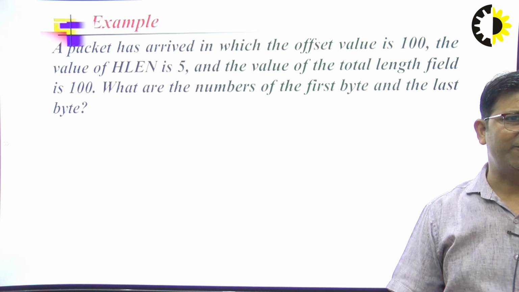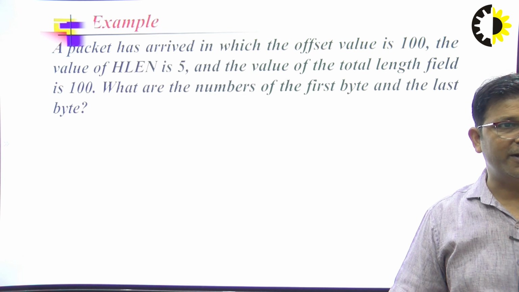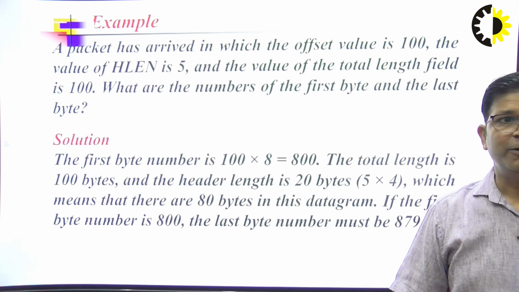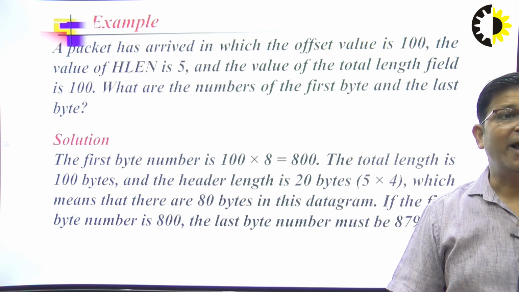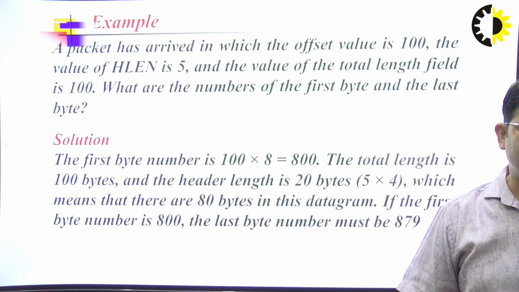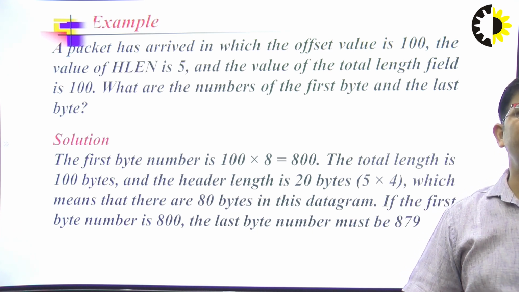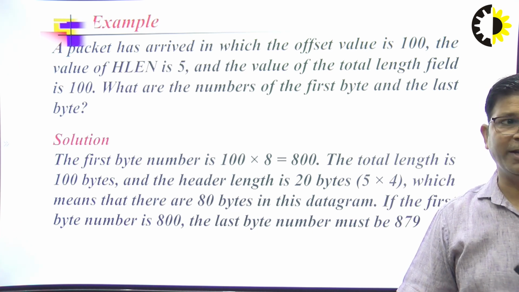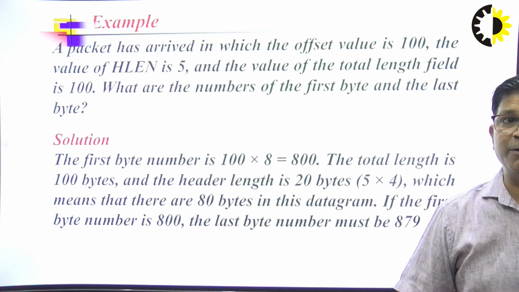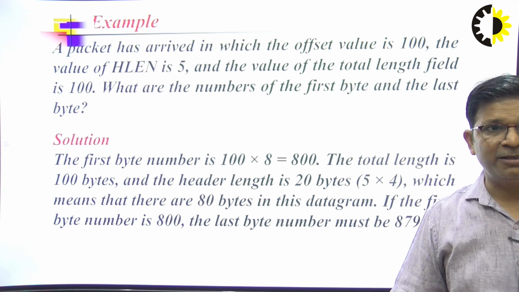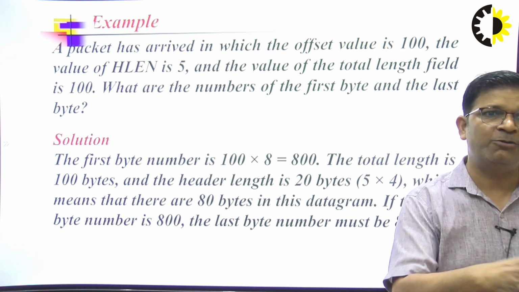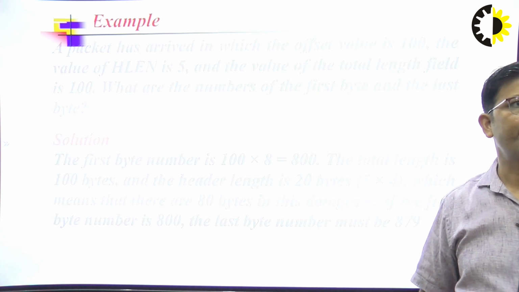If the header length is 5 and the total length field is 100, what are the numbers of the first byte and the last byte? The offset gives 800, the total length is 100, and the header length is 20 at minimum. So there are 80 bytes of data in the datagram, the first byte is 800, and the last will be 879. So the byte range of this particular fragment is 800 to 879. Okay.